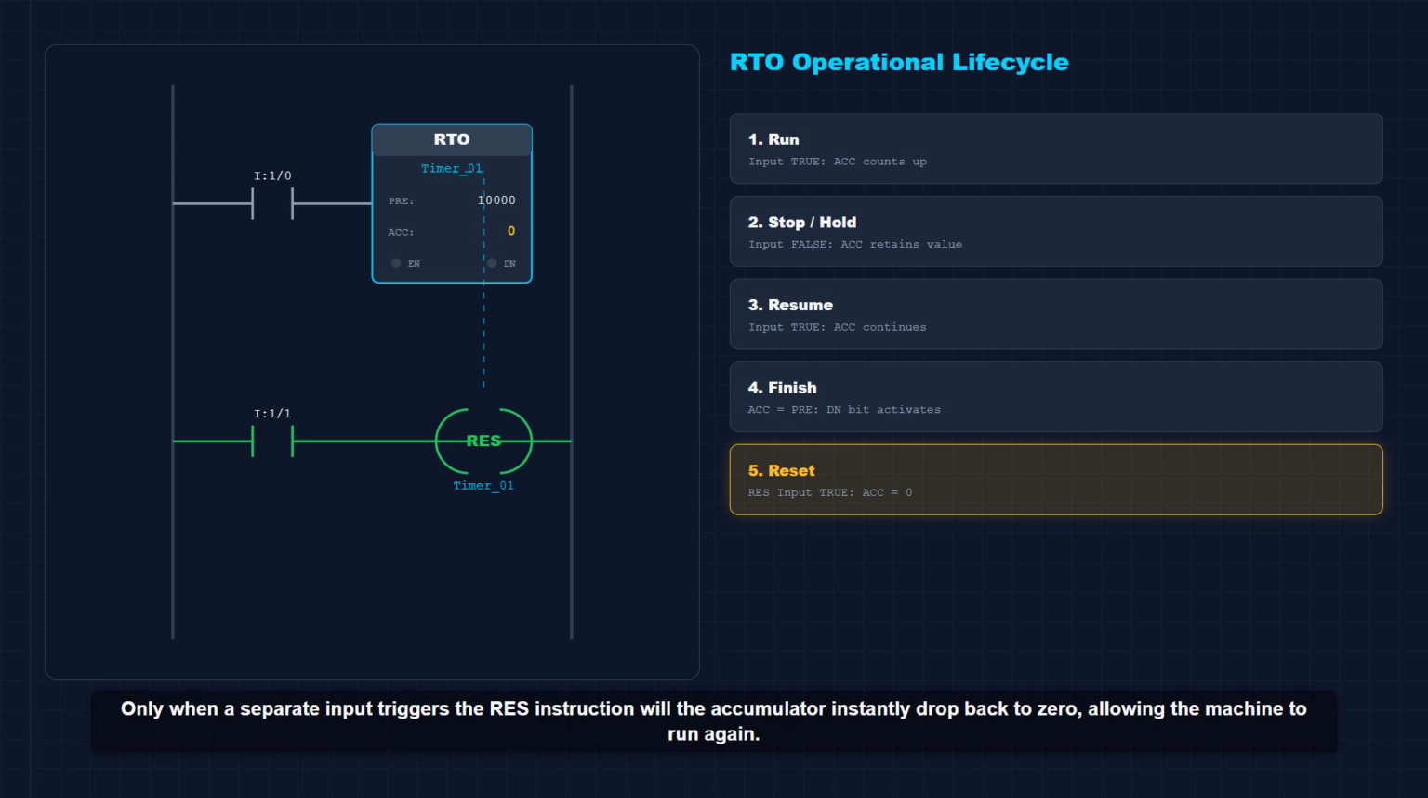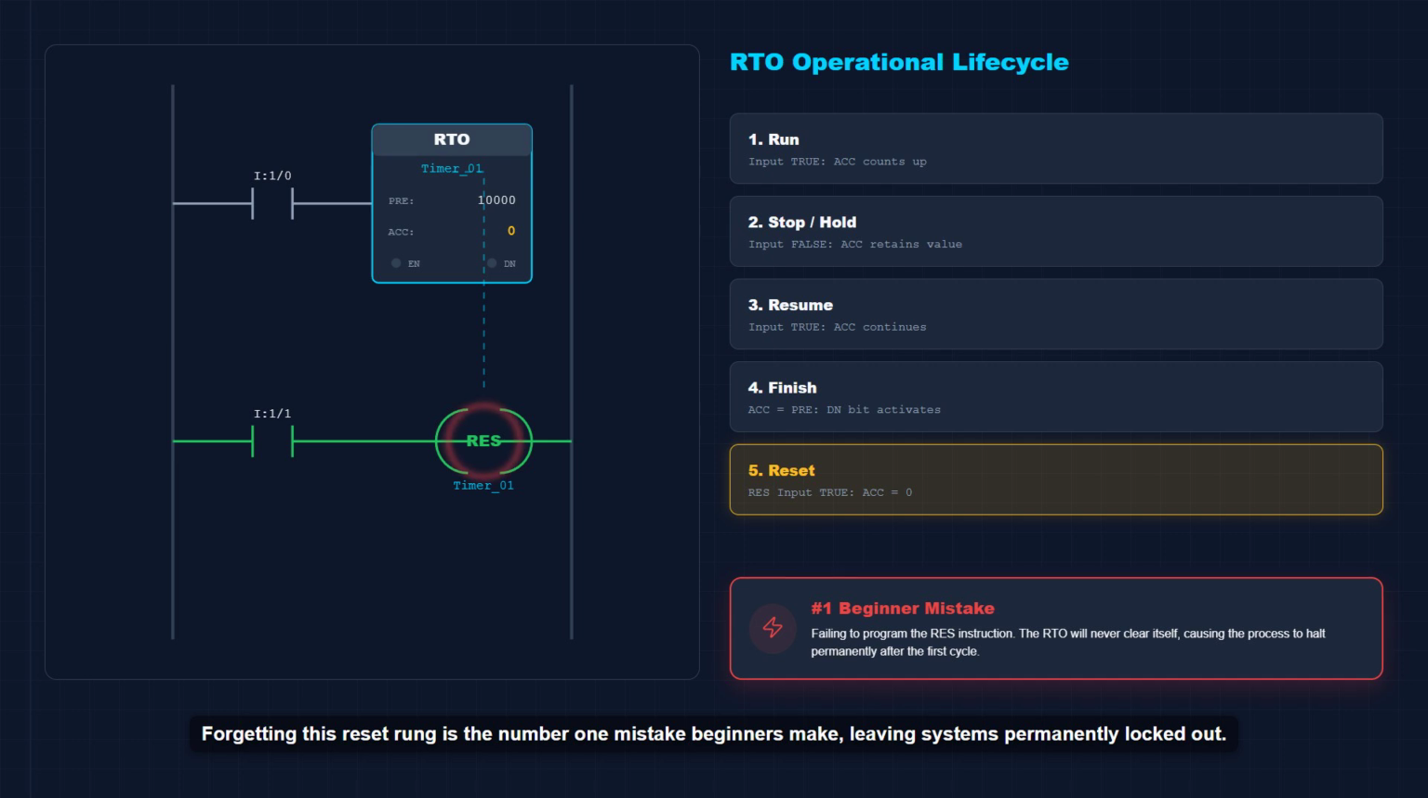Only when a separate input triggers the RES instruction will the accumulator instantly drop back to zero, allowing the machine to run again. Forgetting this reset rung is the number one mistake beginners make, leaving systems permanently locked out.